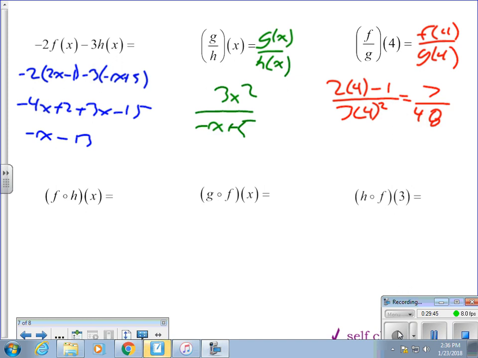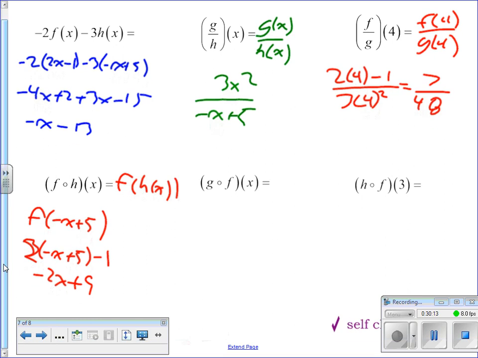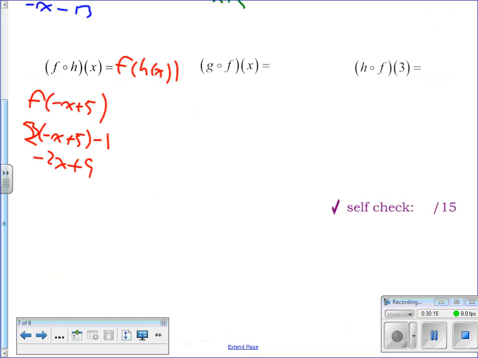f composed of h of x is f of h of x, which means I'm taking f of negative x plus 5. I'm taking 2x minus 1, so I do 2 times negative x. So I get negative 2x. 2 times 5 is 10. Minus 1 gives me plus 9. Yeah, it's a 2, not a 3 here. 2x plus 10 minus 1, 9.